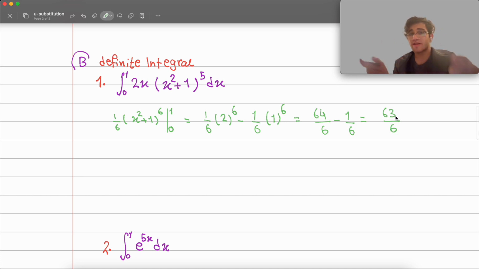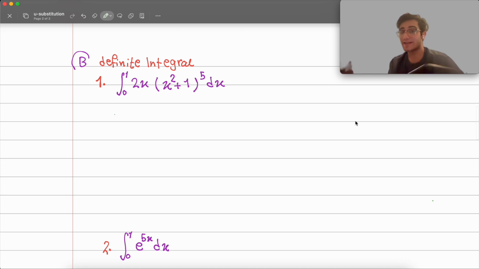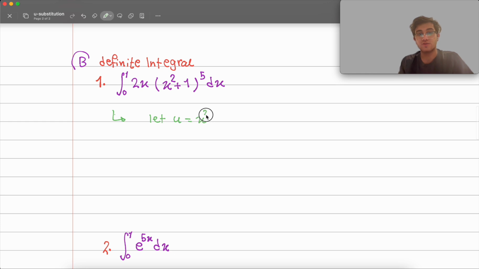But is there any other way to do it? Yes, there is. I can start from the beginning and do it in another way. So the first steps are pretty much the same thing. It's going to be let u equal x squared plus 1, and du is going to be 2x dx, right?